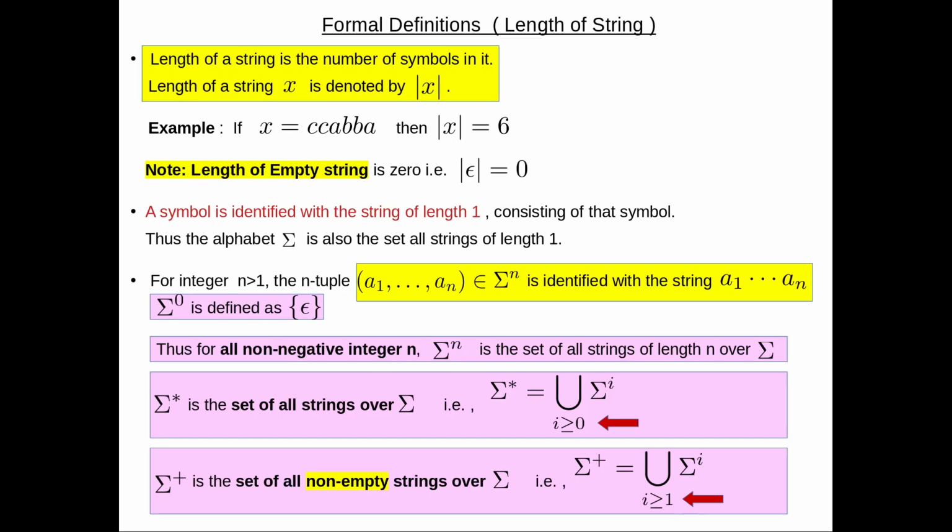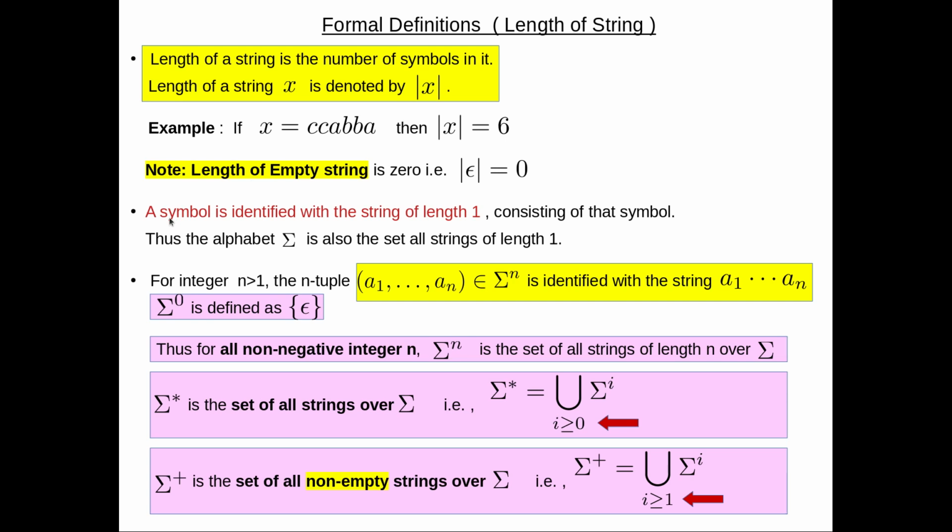Okay. Now we have something called the length of a string, and that is very simple. It's just the number of symbols in a string. When you say string, you have some alphabet already defined. So you have some number of symbols in the string, and the number of symbols is the length of the string. So in this example, it's 6. And the length of the empty string is 0, obviously, because it doesn't contain any symbol, right?